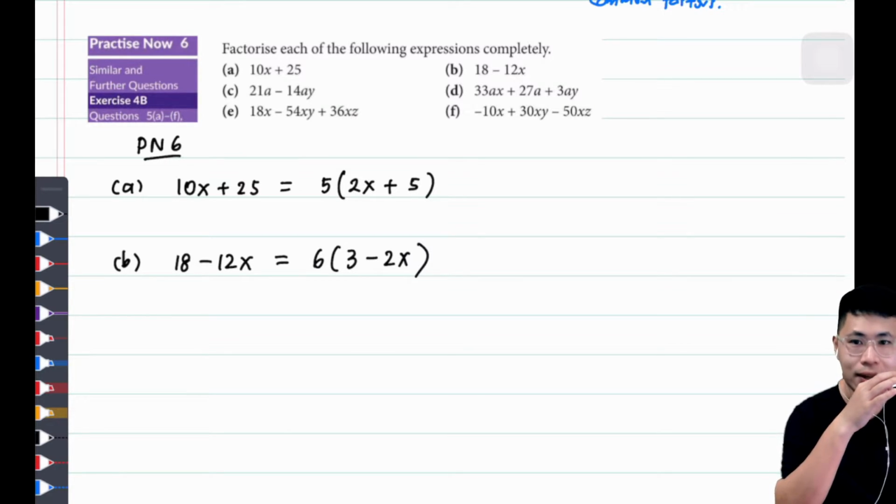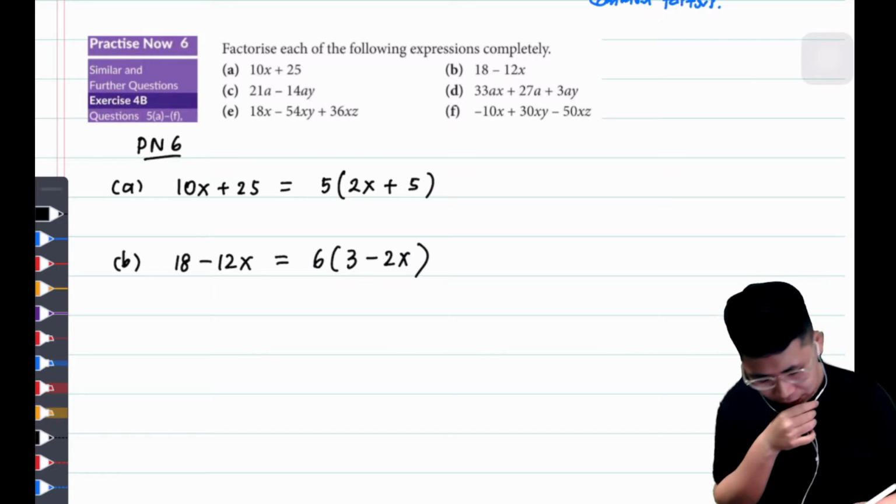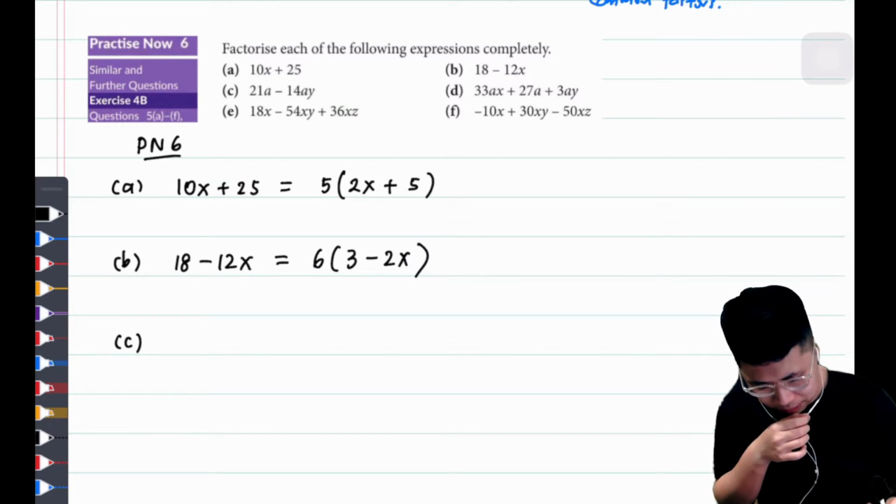So this would be the reverse process of our expansion. Expansion means multiply. Factorization means we need to use division, right? Use division for this one. Alright, so let's take a look at part C over here.